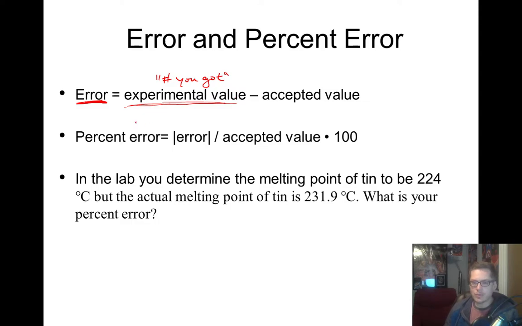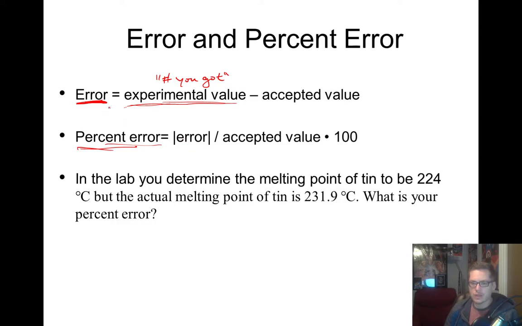Now we don't really do much with error itself. What we really care about is your percent error. So the higher your percent error is, the more errors you had. So having 100% error is a really bad thing. Having a 0% error means that you did absolutely nothing wrong.